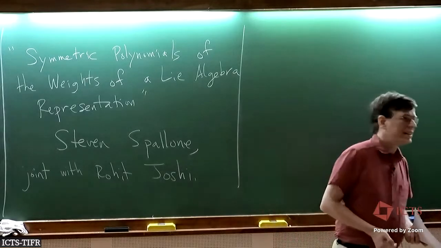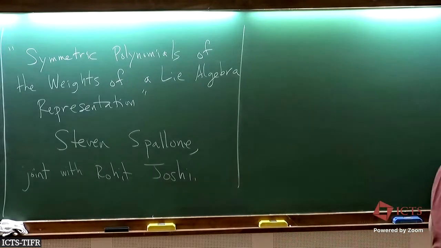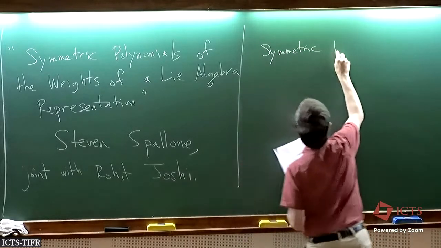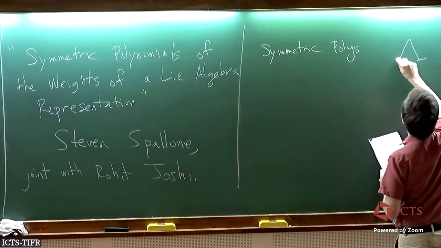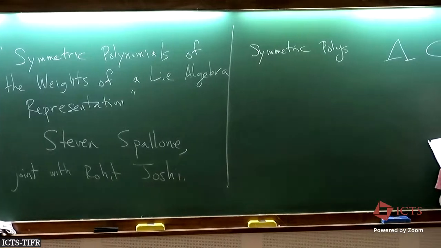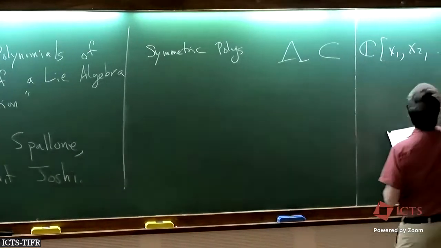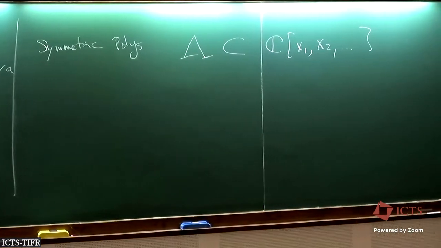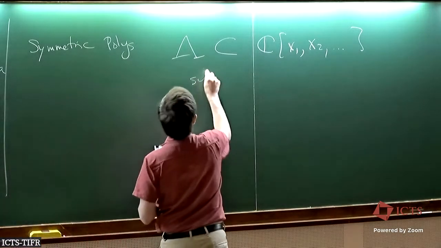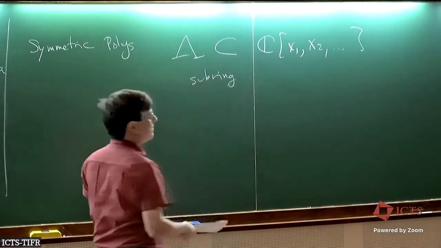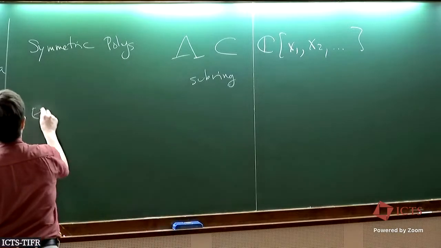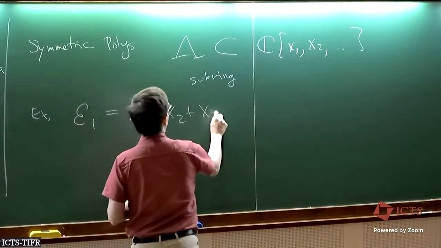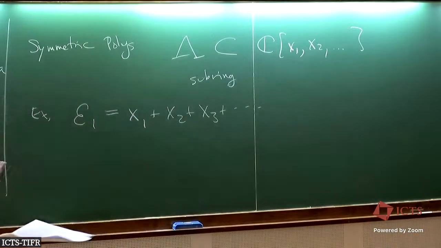So let me start easily by just reviewing the notation and idea of symmetric polynomials. So we have symmetric polynomials, and we can think of this inside the polynomial ring with infinitely many generators. And it's the subring of the symmetric ones. So for example, I'll write E1 for the sum of all of these things.